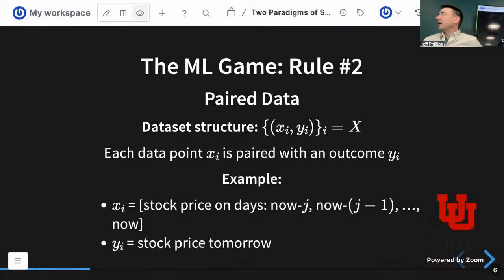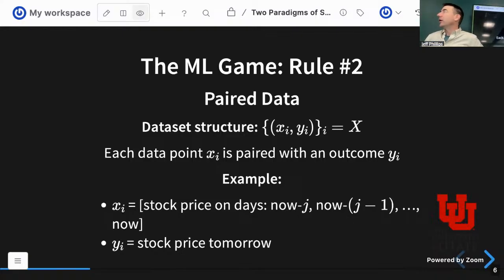So every data point xi is paired with an outcome, right? We observe the stock price for j days in a row, and the outcome is what it is on the next day. We can make a bunch of observations like this on the same stock, on different stocks. We can do this for the weather or something else like that.